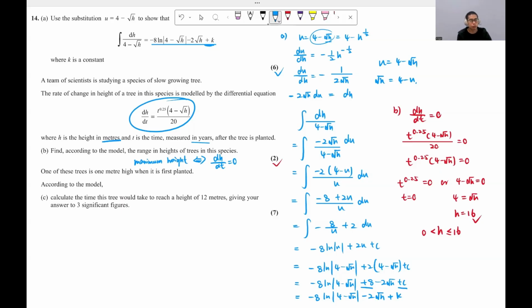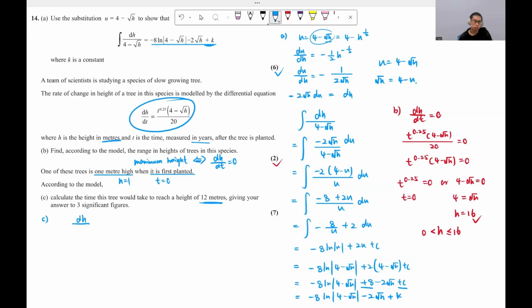Then for the next part, one of these trees is 1 meter high when it is first planted. So 1 meter high means h is equal to 1. When it is first planted, t is equal to 0. Then calculate the time this tree would take to reach a height of 12 meters, giving your answer to 3 significant figures. Okay, now we need to do the integration.